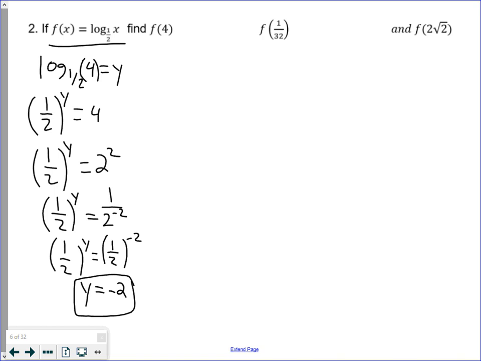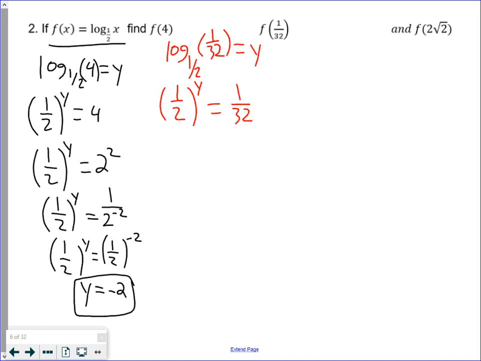So let's go on to the next problem. We have f of 1 over 32. That's our x value. So we're going to plug that in. So we have log of base 1/2 of 1 over 32 equals y. Plug in an x, set equal to y. Now we're going to change it into exponential form. So 1/2 to the y power equals 1 over 32.